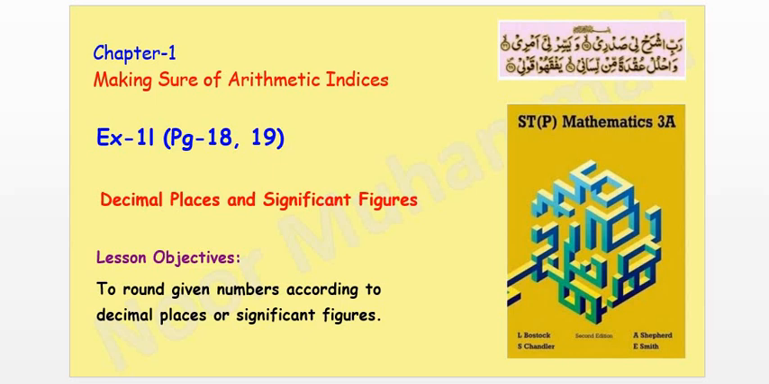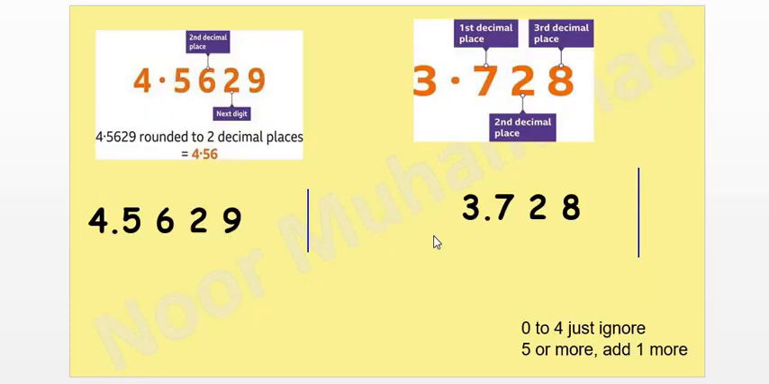Bismillahirrahmanirrahim. Exercise 1L of Chapter 1. Your main objective will be how can we round the numbers according to the decimal places or according to the significant figures. So quickly let me explain how we can round the numbers according to the decimal places.